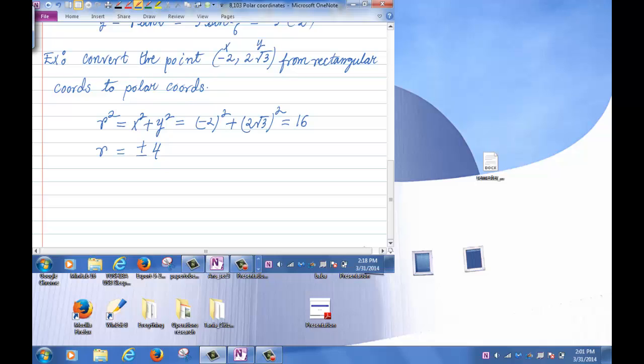It's in the second quadrant, right? Because x is negative, y is positive. Everybody is okay with that? It's in the second quadrant. The point lies in the second quadrant.